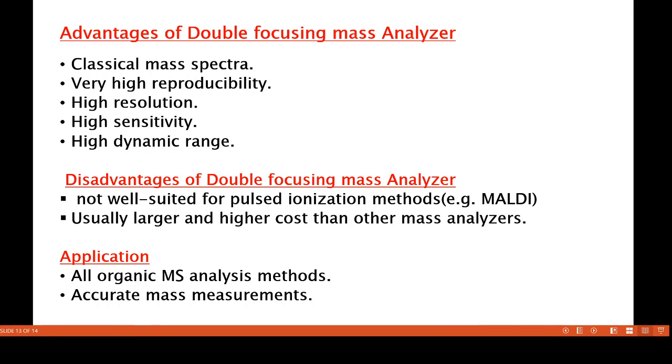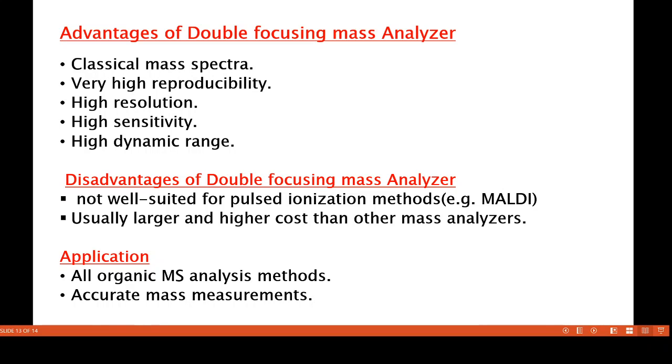Then this is our last point in today's lecture: advantages, disadvantages and applications of this double focusing mass analyzer. Advantages are classical mass spectra, meaning it gives a classical mass spectrum of the compound. It shows very high reproducibility. It shows high resolution. Then it shows high sensitivity and high dynamic range. All these are the advantages.